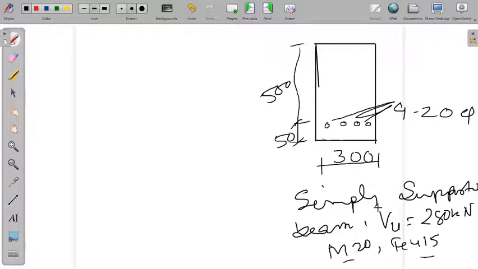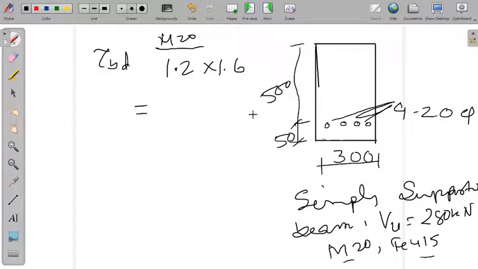In this case, first of all, what do we have to do? It talks about Fe415 steel, so what will be the tau bd? The grade of concrete is M20, so for M20 grade of concrete, if you refer to the table, tau bd is given as 1.2. But since it is Fe415 steel, you have to multiply this by 1.6. It is a simply supported beam, so the bottom reinforcement will be under tension, so you need to multiply it by 1.25. So this value comes out to 1.92 MPa. Fine.